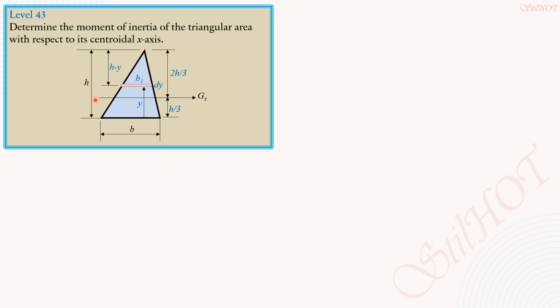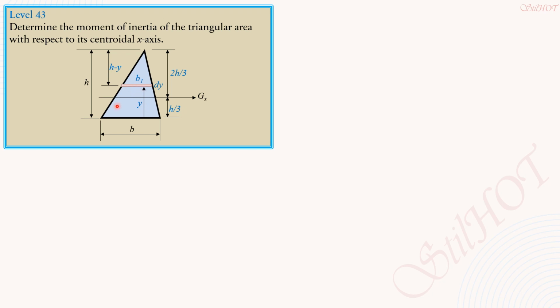Since we want to derive the moment of inertia with respect to this centroidal axis, we use distance squared times differential area, where the distance, this distance here, in general is equal to y minus h over 3.